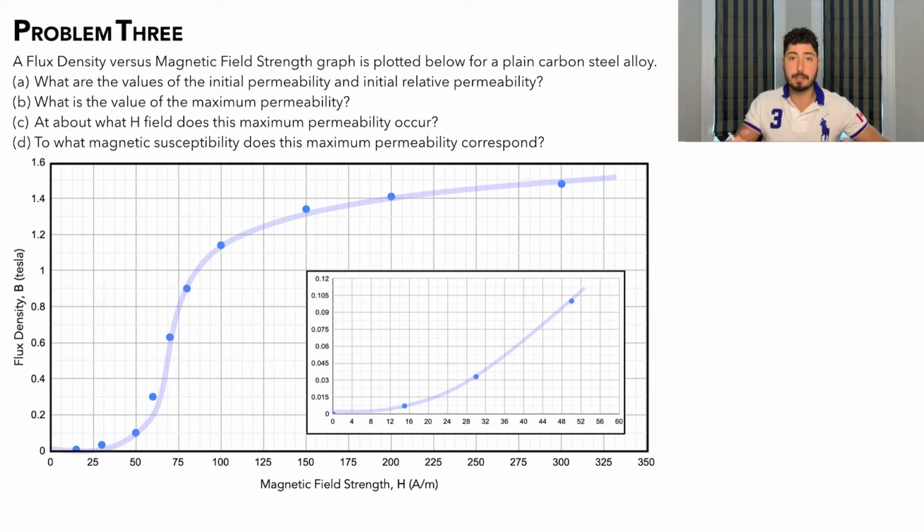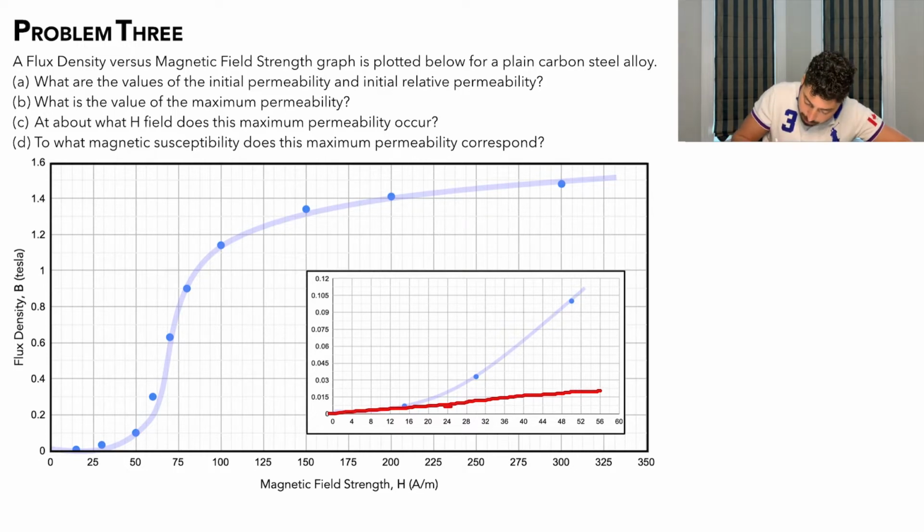So this is a very fundamental problem. We're given a flux density versus magnetic field strength curve or graph, and we're asked to analyze it. So the first thing they want us to do is determine the initial permeability and the initial relative permeability. So we need to do the initial permeability first because we can get that from the graph. The initial permeability corresponds to the slope of the initial linear portion of the curve.